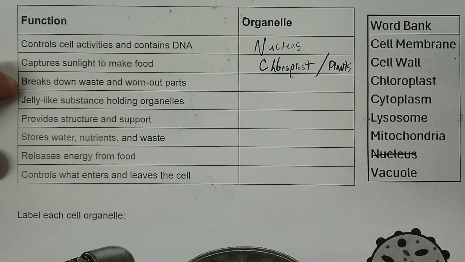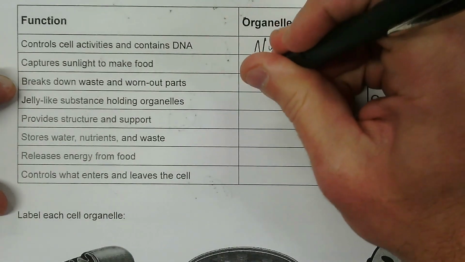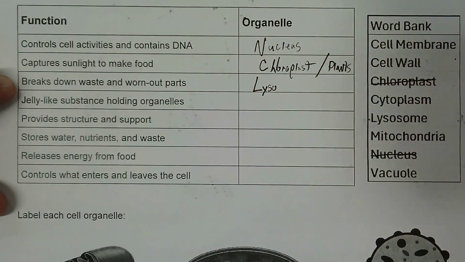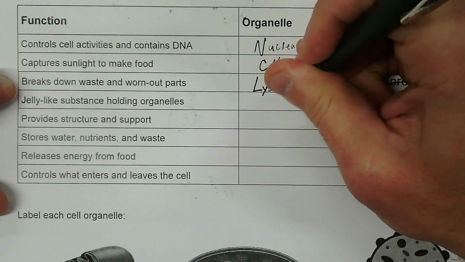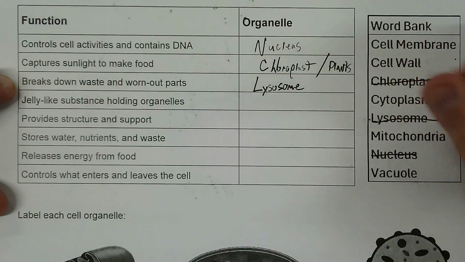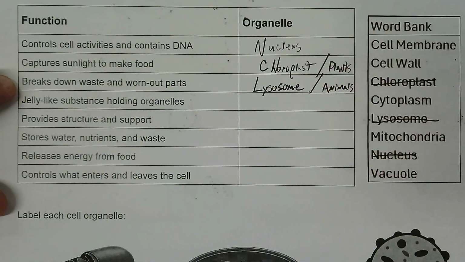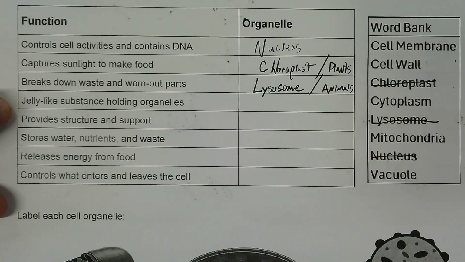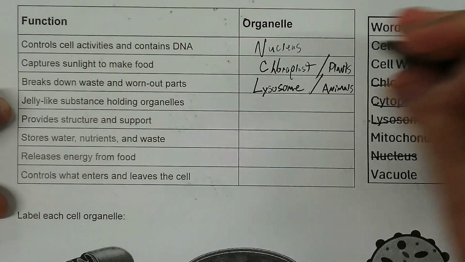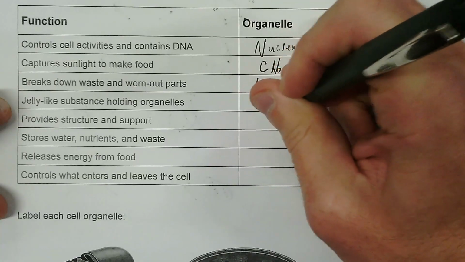Breaks down waste and worn out parts. Do you remember? Yeah. The one I didn't have on the other side of this paper. The lysosome. And it is only in animal cells. Jelly-like substance holding organelles. This thing that all of them just float in. Cytoplasm.